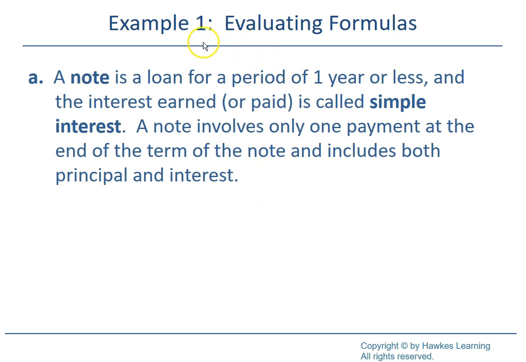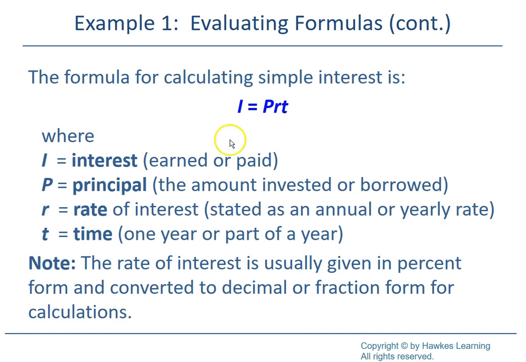And in example 1, we're going to evaluate formulas, and we're going to take a look at what is called simple interest. Now, the formula for simple interest, and you should write this in your notes, is capital I equals principal times the rate times the time. And this is what's laid out here. And if you're not familiar with any of these, you should write these terms.